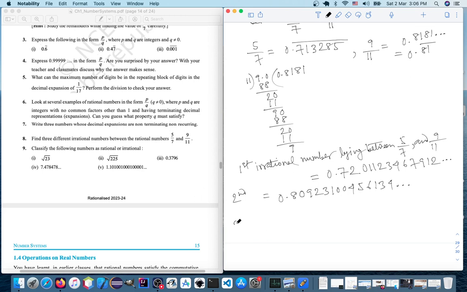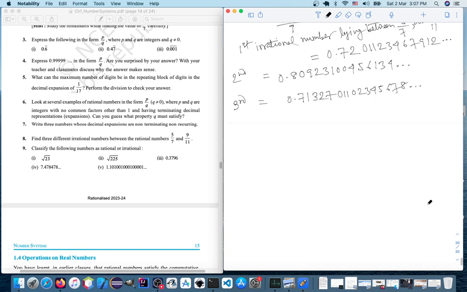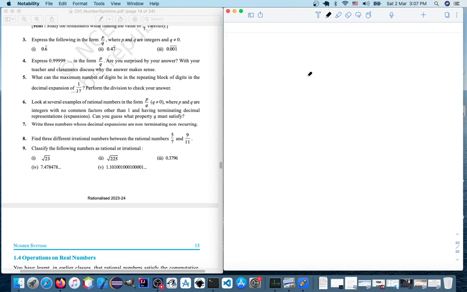Third could be again, let's say I start with 0.7 1, let's say 3 2, but instead of 8 I will take 7 and now I will add random digits like this. I hope you understood the idea. That was 8.